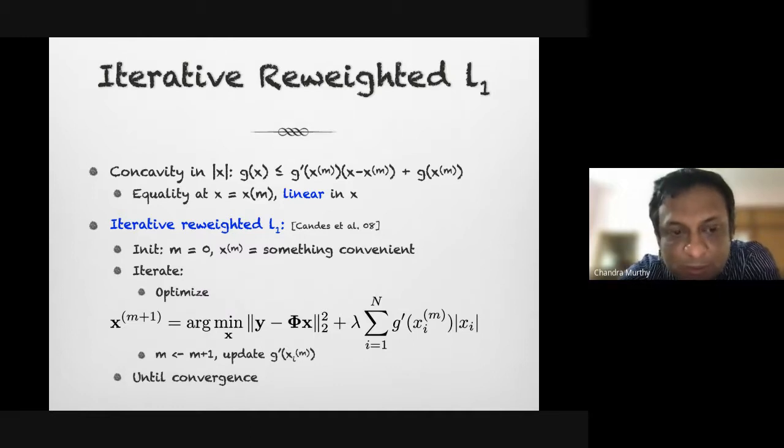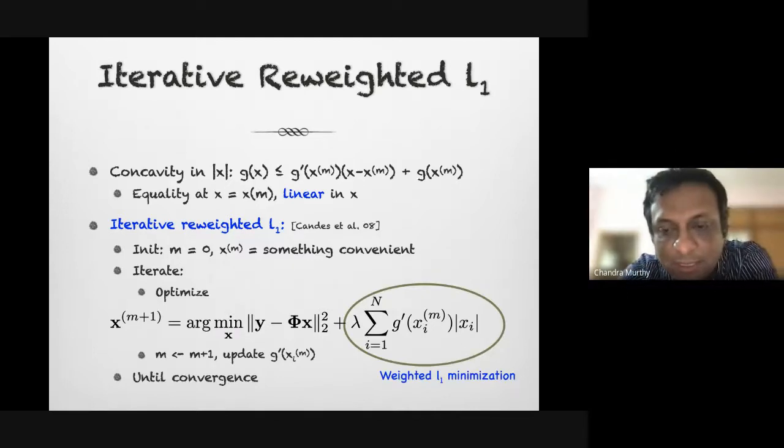And so this is a combination of a quadratic term and a linear term. And this is actually a weighted version of the L1 minimization problem that we saw earlier. And it can be solved just as easily as the L1 minimization problem. And so this is a convex optimization problem.